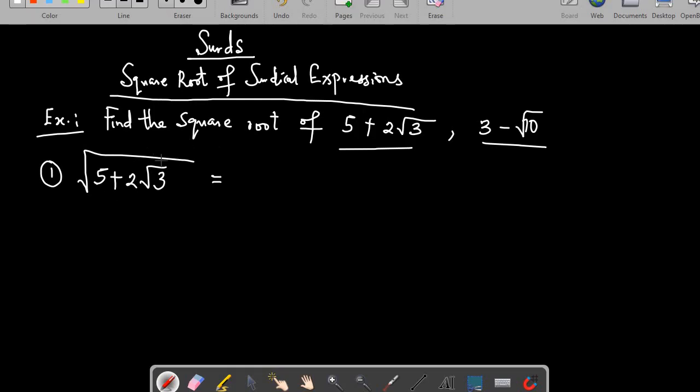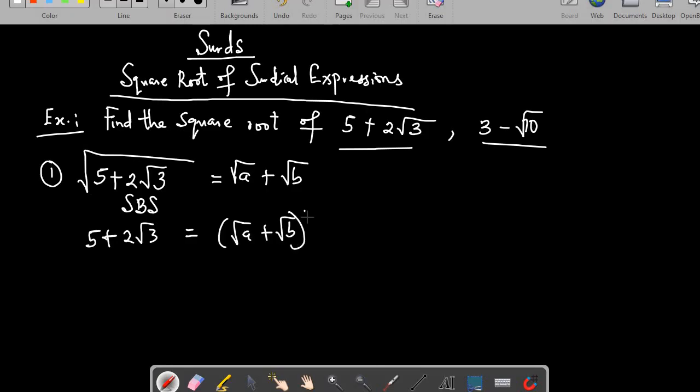So what you do is, if you have plus here, you just say root a plus root b. Now after doing this, the next step is you square both sides. What we're simply looking for is a and b. When you square both sides, what you have will be 5 plus 2 root 3, to take away the square root you have on the left hand side, equals root a plus root b all squared. And if you square this, it will give us a plus 2 root ab plus b.